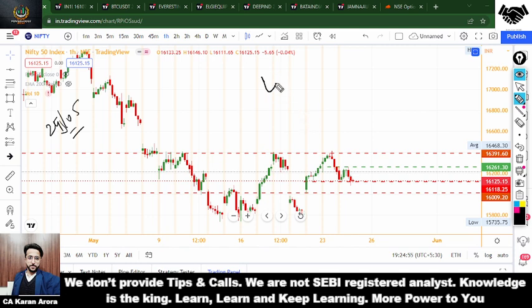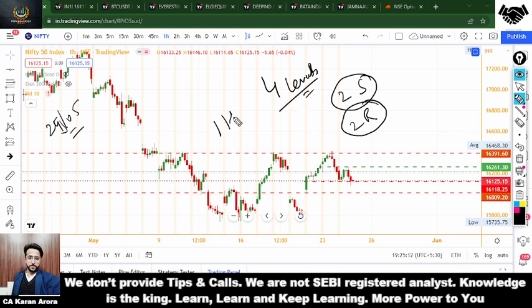What I do is, step number 1, I identify 4 levels. What are these 4 levels? 4 levels are 2 supports and 2 resistances. 2 on the downside and 2 on the upside. 2 important levels on the downside and 2 important levels on the upside. For identifying these levels, I use an hourly time frame.